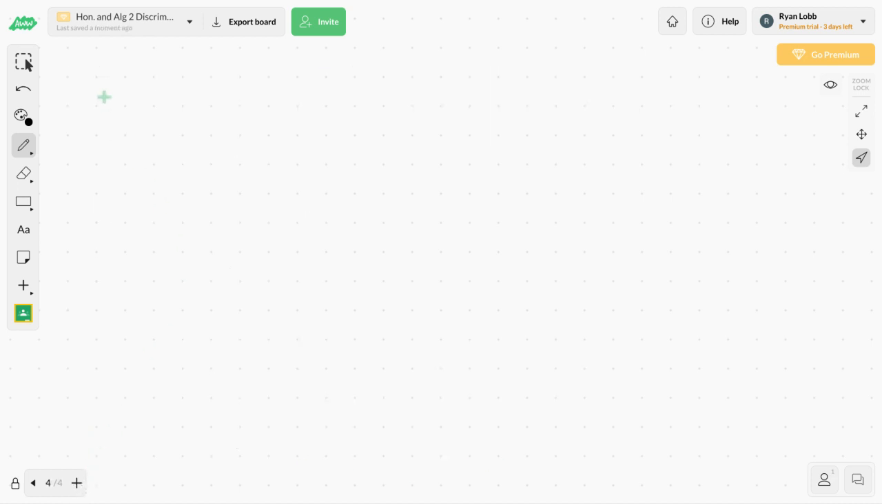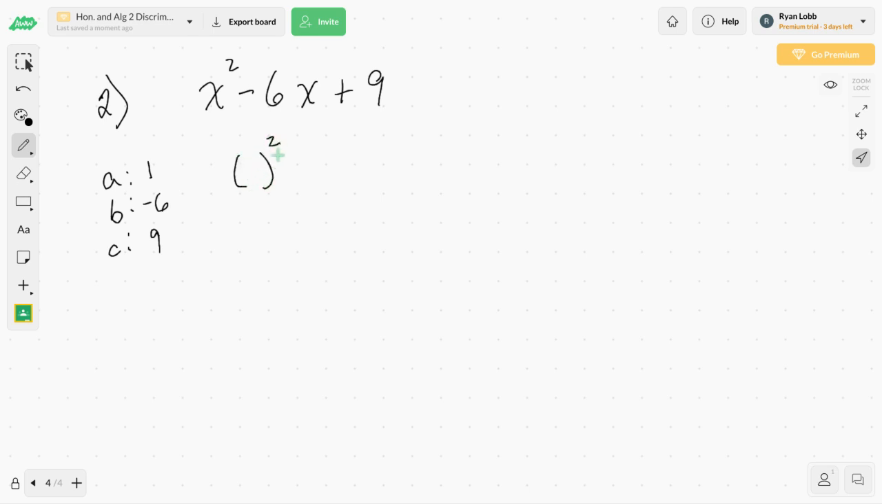Okay, let's do another one. Second one. X squared minus 6x plus 9. A, B, C. A is 1, B is -6, C in this case is 9. Here we go again. Here's the template for your discriminant. B squared minus 4AC. There's the discriminant template. Plug in B, -6, 4A, C, 9. 36 minus, in this case, 4 times 1 times 9, minus 36, 0.